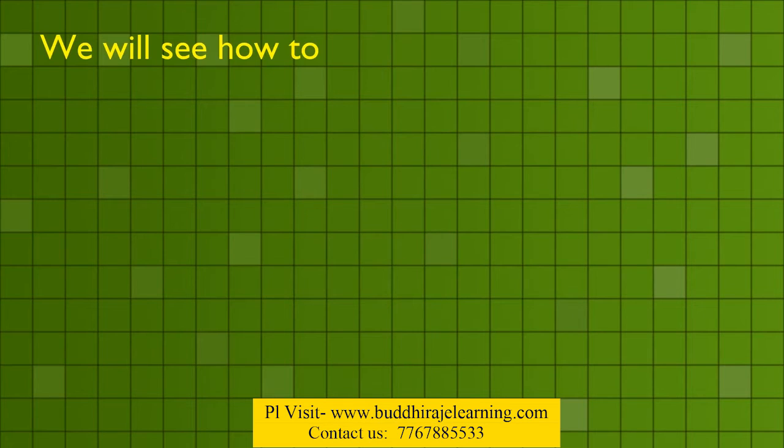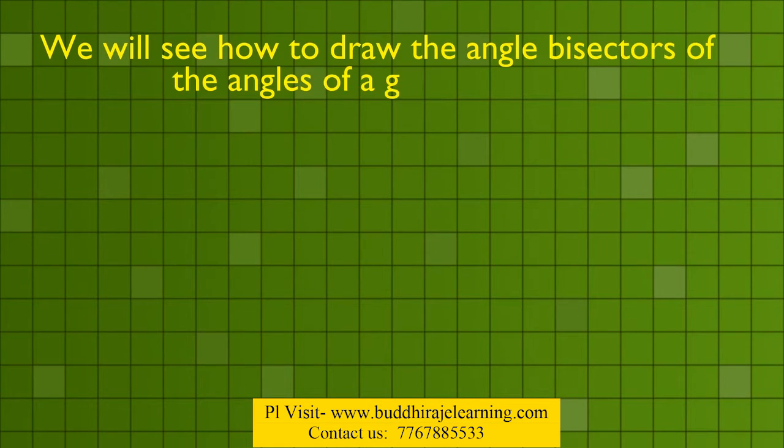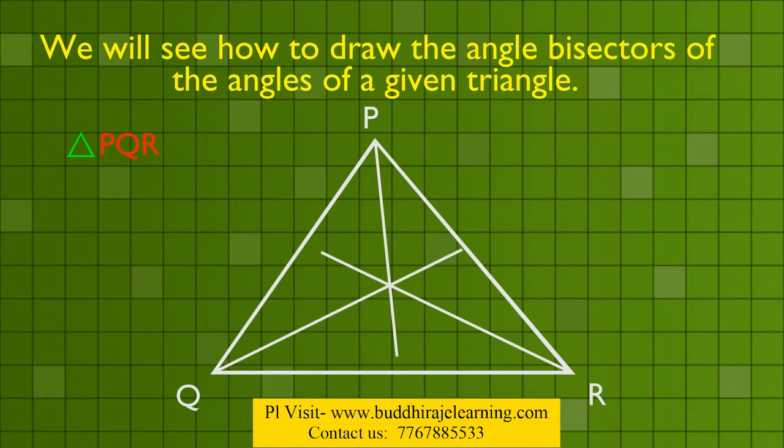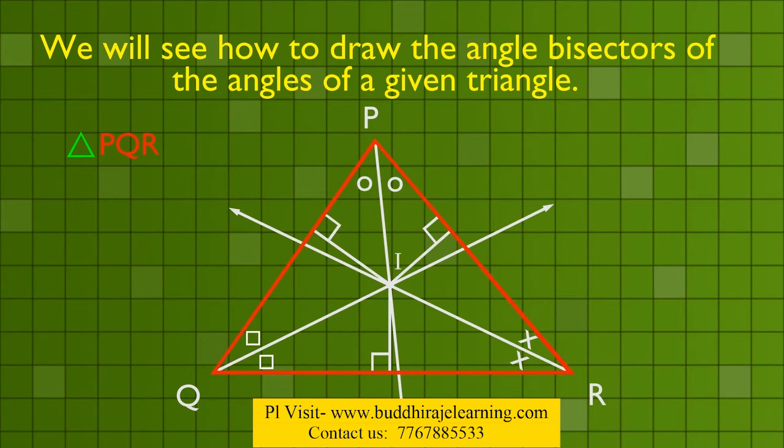Now we will see how to draw the angle bisectors of an angle of a given triangle. Here you can see the triangle PQR. Now we will draw the angle bisectors of the angles angle P, angle Q and angle R. The angle bisectors will be drawn sufficiently long so that they will intersect one another. Now let us draw perpendiculars from the point I to the sides PQ, QR and PR.